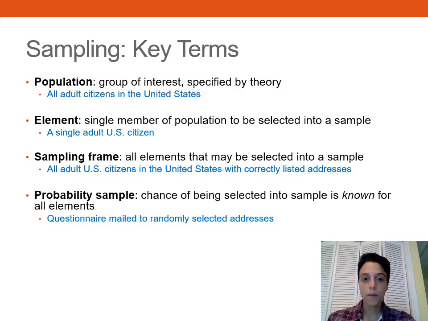An example of a probability sample here would be a questionnaire that's mailed to randomly selected addresses. So we have our sampling frame, which is all addresses that we have listed for the United States. And if we randomly select addresses from that, every address on our list has the same chance of being selected into our sample. So we have a probability sample of addresses that we're mailing this questionnaire to.